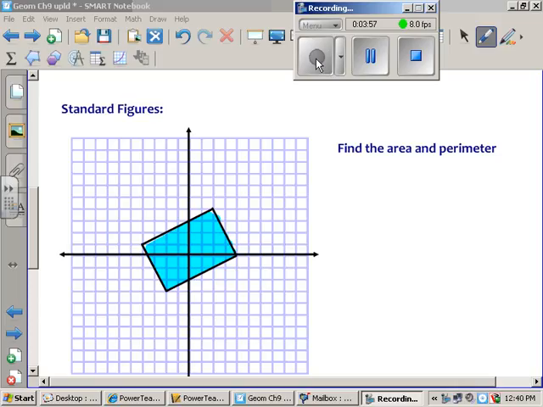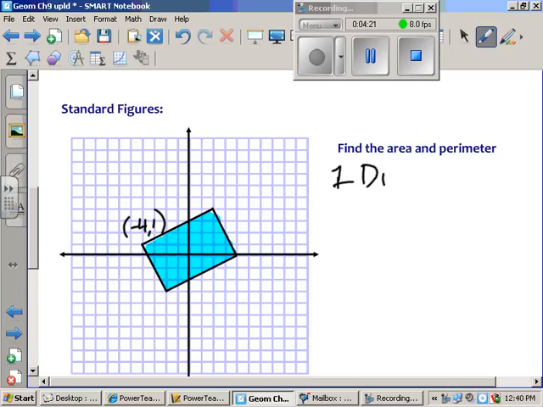when you have a figure in a coordinate plane, you don't have measurements, you only have ordered pairs, right? The vertices, like this is -4, 1, right? You only get those vertices. So to find the area and the perimeter, it's a little trickier. There's 2 ways we can do it. The first way is to use the distance formula.